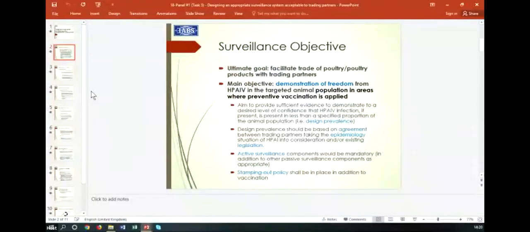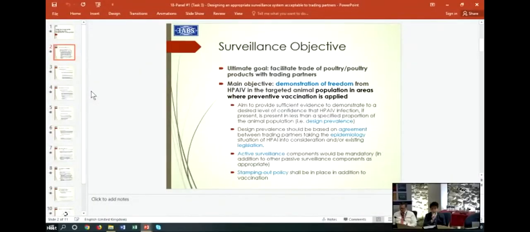And the ultimate goal of establishing the surveillance system is to facilitate trade of poultry and poultry products with trading partners. In this context, the main surveillance objective would be to demonstrate freedom of HPAI virus in the target animal population in areas where preventive vaccination is applied.